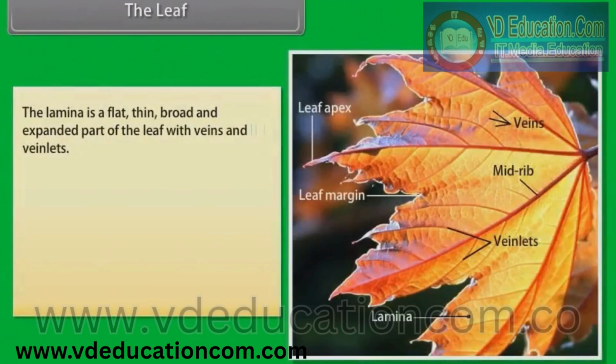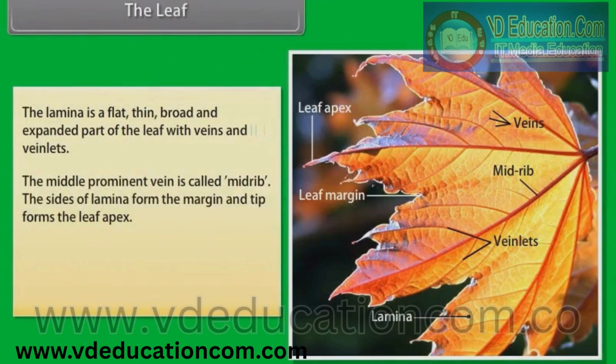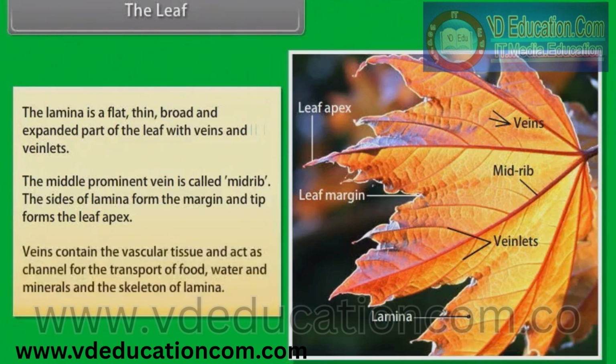The lamina is a flat, thin, broad and expanded part of the leaf with veins and veinlets. The middle prominent vein is called midrib. The sides of lamina form the margin and tip forms the leaf apex. Veins contain the vascular tissue and act as channel for the transport of food, water and minerals and the skeletal of lamina.